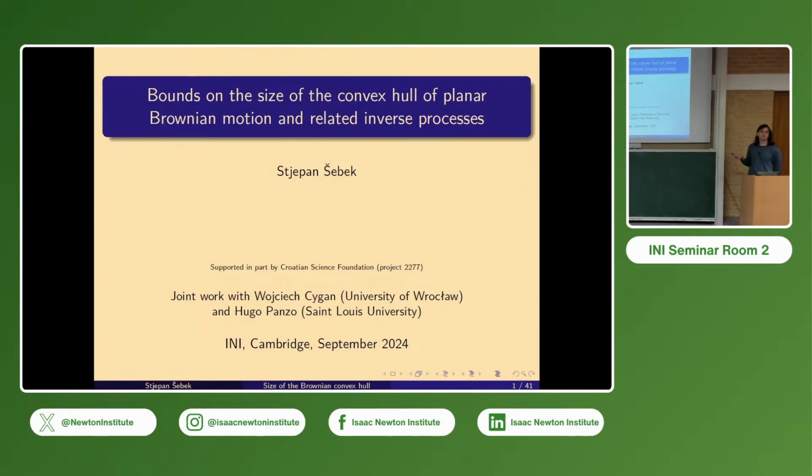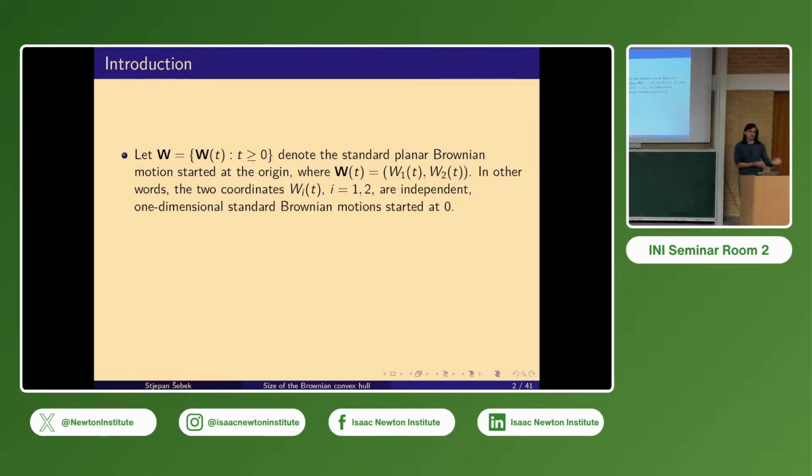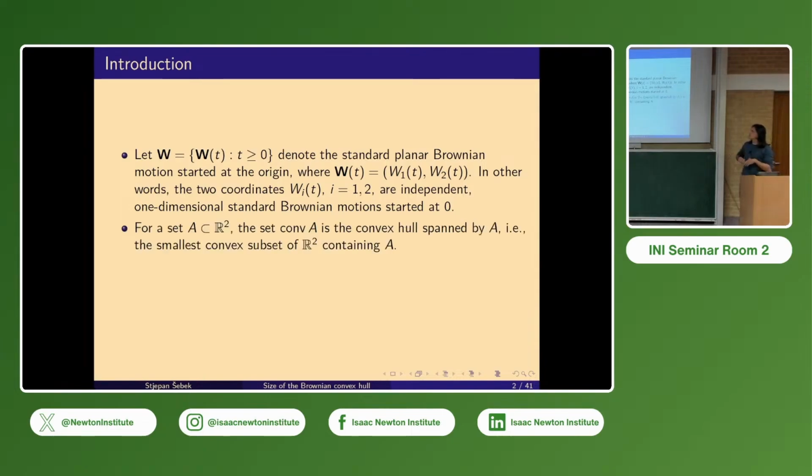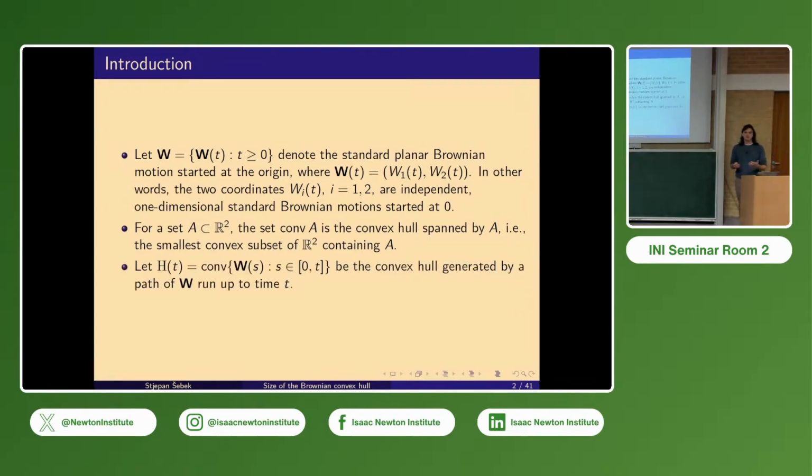Okay, so let's introduce the object that we'll be dealing with throughout the whole presentation. We have just the standard planar Brownian motion, which is the ordered pair of two independent standard one-dimensional Brownian motions. They all start at 0. With conv A, we denote the convex hull of a set, so the smallest convex set containing the set A. And so the object that we are interested in is the so-called Brownian convex hull. So we take the trajectory of the Brownian motion and we just make the convex hull of that trajectory.